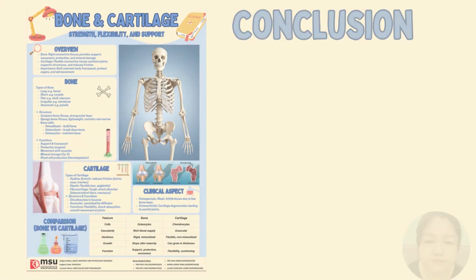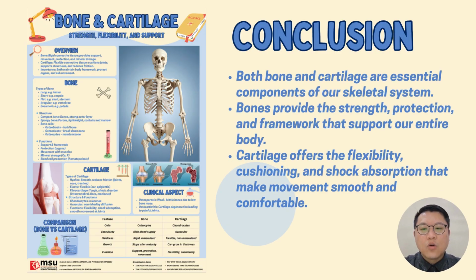Thank you, Noel. To conclude, both bone and cartilage are essential components of our skeletal system. Bone provides the strength, protection, and framework that support our entire body. Cartilage offers the flexibility, cushioning, and shock absorption that make movement smooth and comfortable. They work together to maintain stability, protect internal organs, and allow motion.